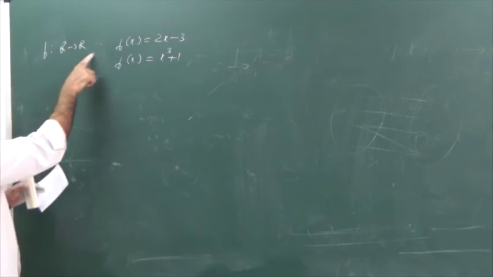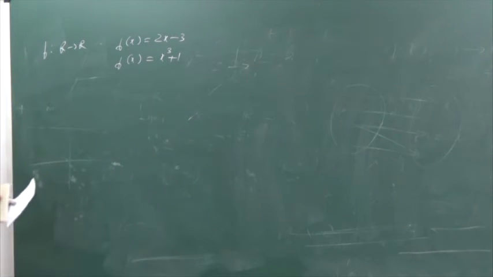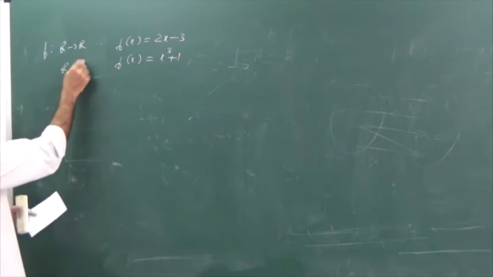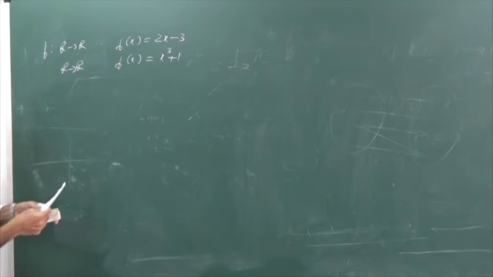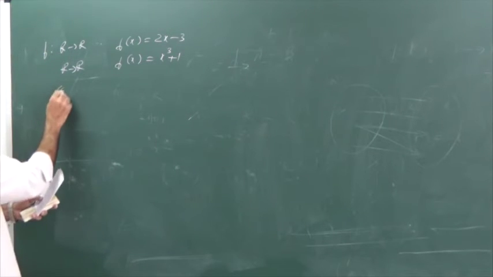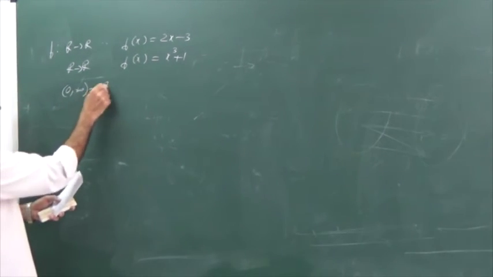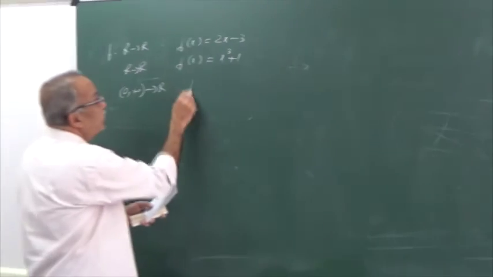f from R to R is defined by this. You have to examine for 1-1ness, onto-ness, determine whether the function is a bijection or not. We will be doing that. This also is defined from R to R. Oh, some of these have already been described. Doesn't matter. Let me note down.